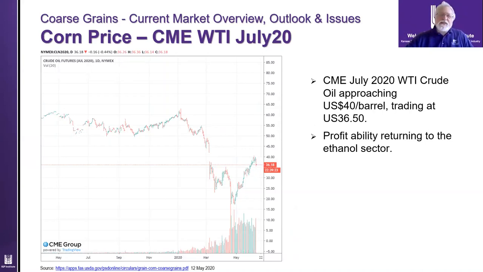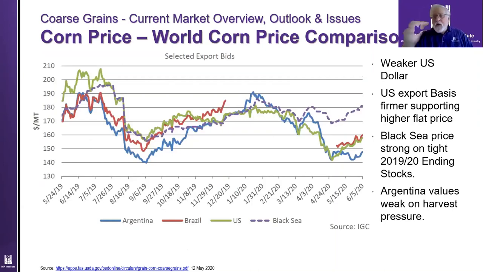This is the WTI crude oil. We spoke a bit last time about ethanol, but look, we've seen a very V-shaped, sharp recovery in the oil price. The Russians and the Saudis have agreed to extend their production cuts, I believe, for another 6 months, maybe until December. So that's a good signal. That's put profitability back into the ethanol sector.